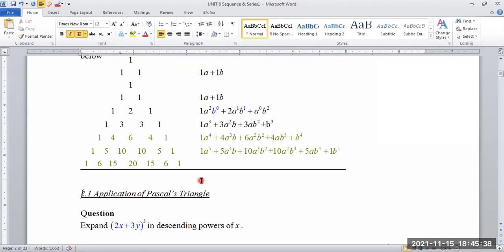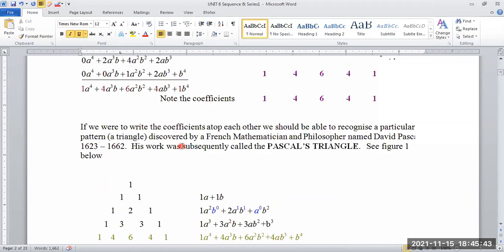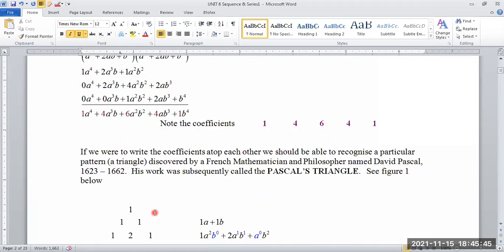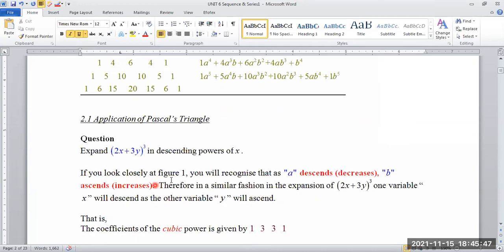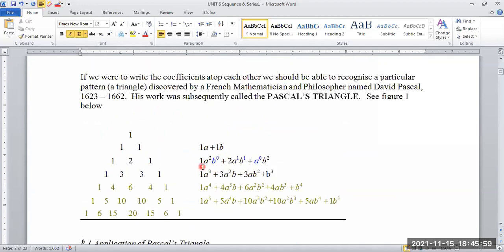So if you look closely at figure 1, see figure 1 below, you'll recognize that as A descends or decreases, B ascends or increases. Sir, what are you talking about? All right, come. Don't squint. I want you to pay special attention, please. Put away the TikTok, put away your phone, put down the piece of chicken leg where you eat. Watch me.